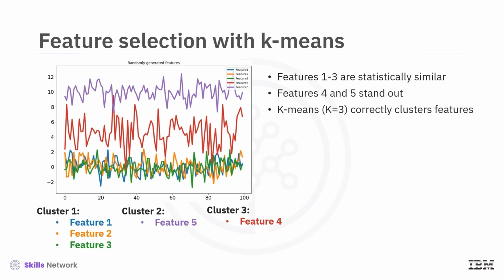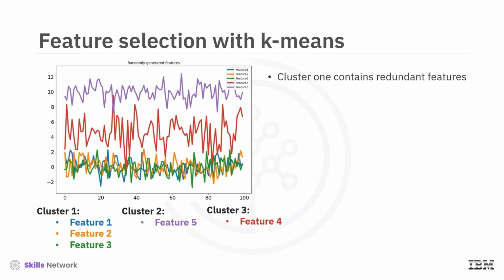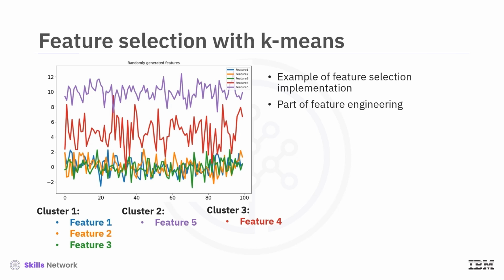Indeed, running k-means on the features, not the data values, with k equals 3 correctly clusters the features. Cluster 1 contains redundant features, so if you were to do any modeling with this dataset, you would want to select only one of them. This is an example of implementing feature selection, part of feature engineering. You can also view it as dimension reduction.